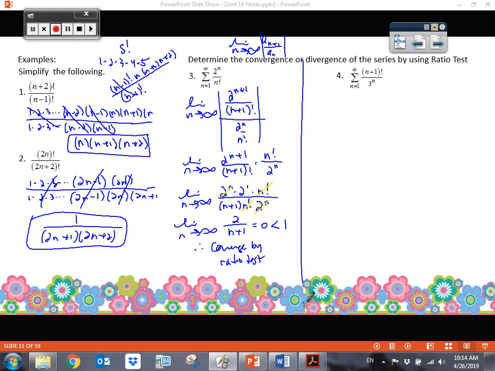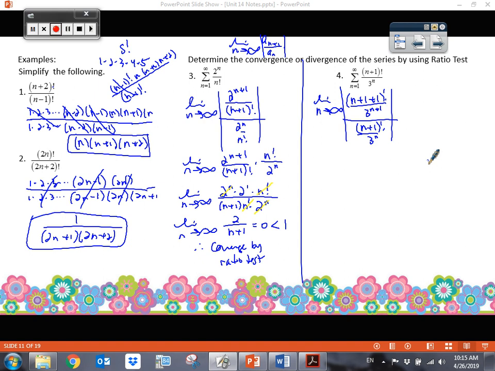Okay, let's just do one more. We'll practice one more. So again, let's set up the ratio. And you can see why they call it a ratio test, right? We're setting up a fraction. It's a ratio. So we've got the limit as n goes to infinity of n plus 1 over 3 to the n plus 1, all over just the regular nth term, which is n plus 1 factorial over 3 to the n, and it's absolute valued.